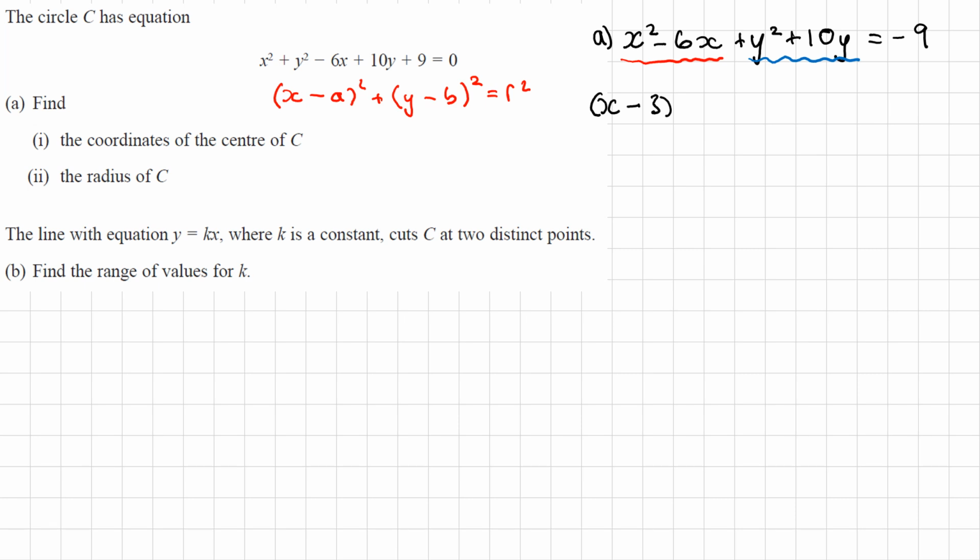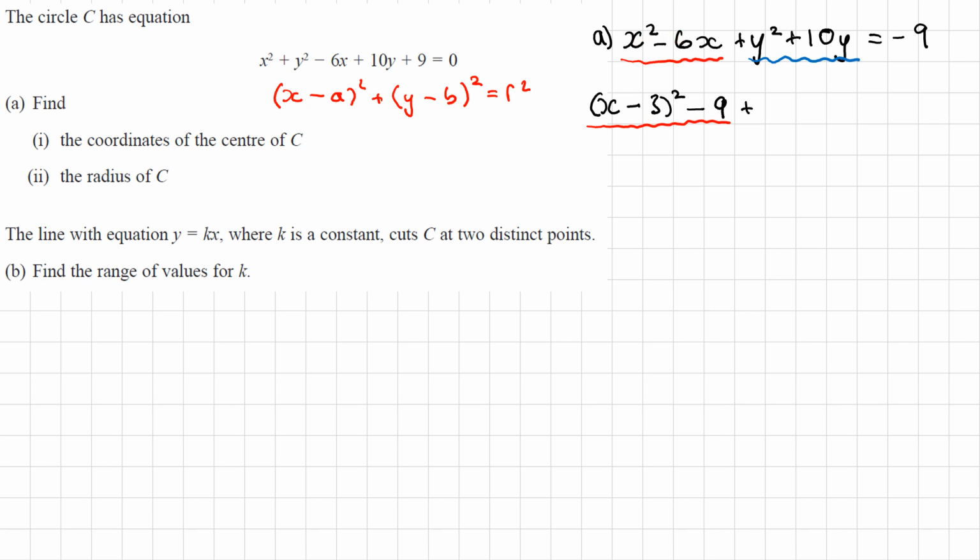You want half the coefficient of the x term. Now when I multiply this out, I'll get x squared minus 6x and then plus 9. I don't want that plus 9, so I'll take that 9 off, minus 9. So what I've got written down here is the same as what I've got underlined in red here. It's the same thing written a different way, in the way that I want for a circle.